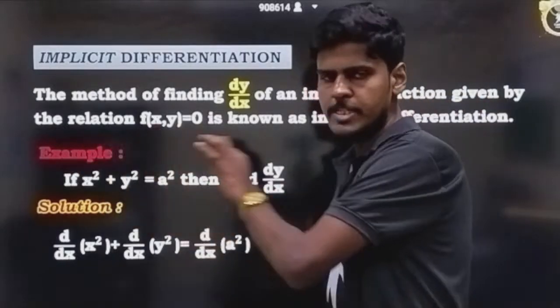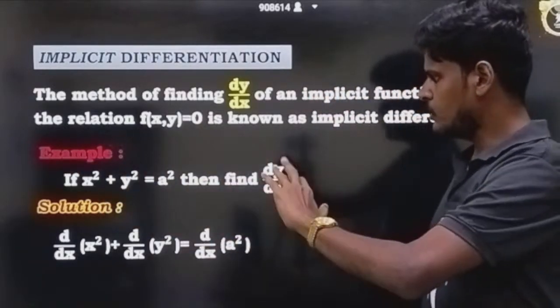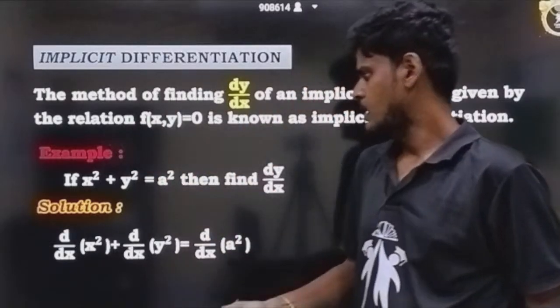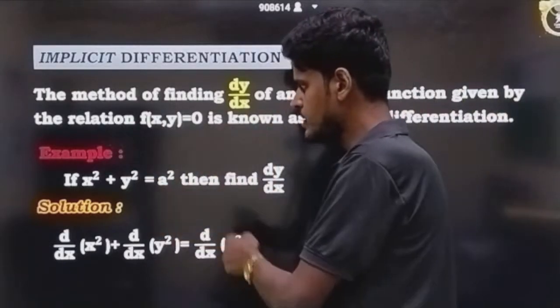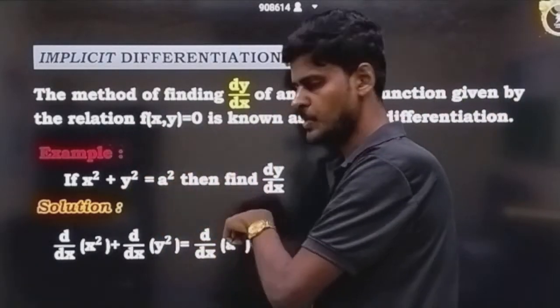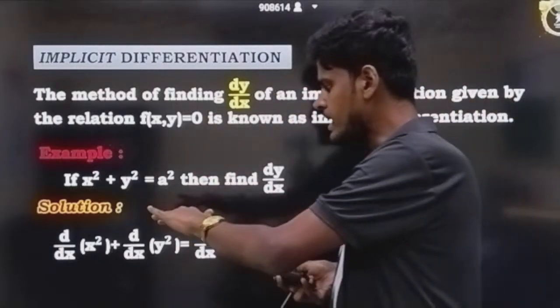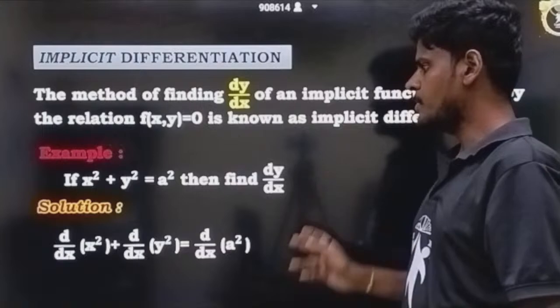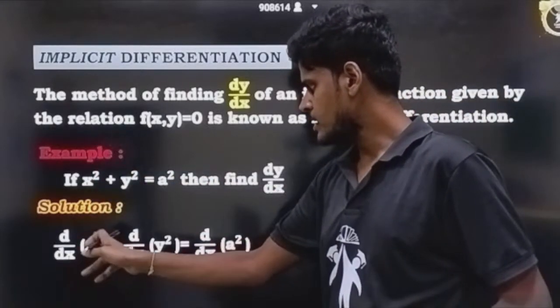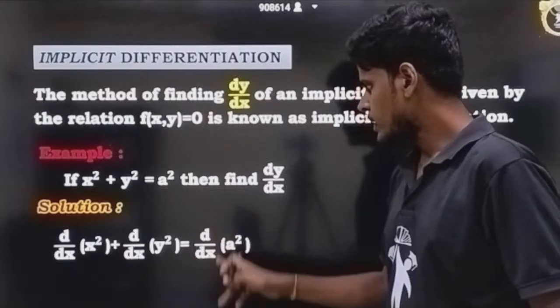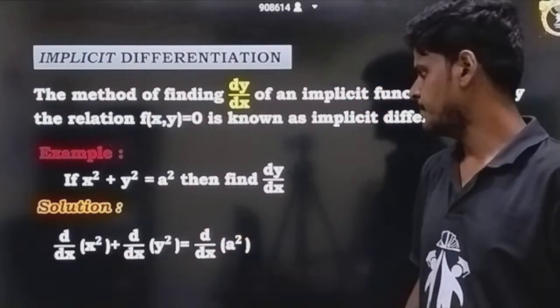What we will do is differentiate the entire value without writing y in terms of x. If you want to write y in terms of x, then y square equal to a square minus x square, and then we have to differentiate. Instead of that, we can directly differentiate and write d by dx of x square plus d by dx of y square equal to d by dx of a square.